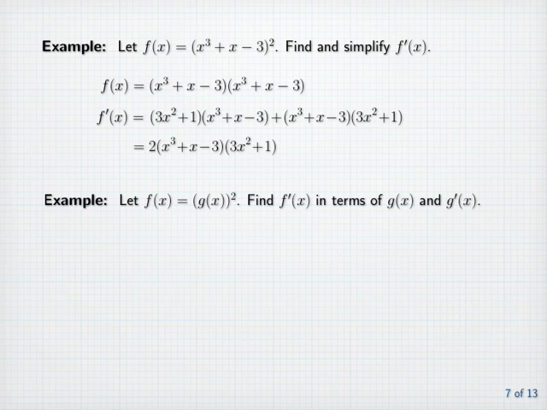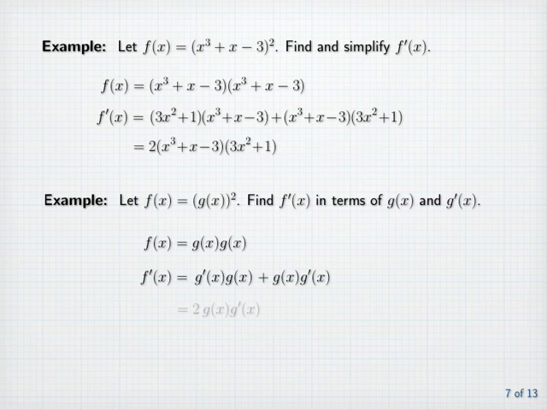Example, let f of x equal the square of the function g of x. Let's find f prime of x in terms of g of x and g prime of x. And notice that the previous example is just a special case of this. Just as before, we'll write f of x as g of x times g of x and use the product rule. The derivative of the first factor, g prime of x, times the second, g of x, plus the first factor times the derivative of the second factor. Again, both terms are the same, and so we have 2 times g of x times g prime of x, which is exactly the form of the result in the previous example.